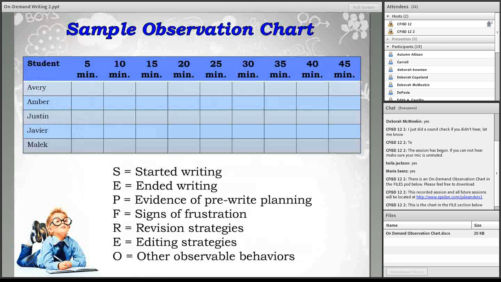This is an example of an observation chart. You just have your students down on the one side, and then every 5 minutes you can note. And for some children, you're not going to have maybe anything in a box. But it's these big things to be able to see at a glance where children are at.